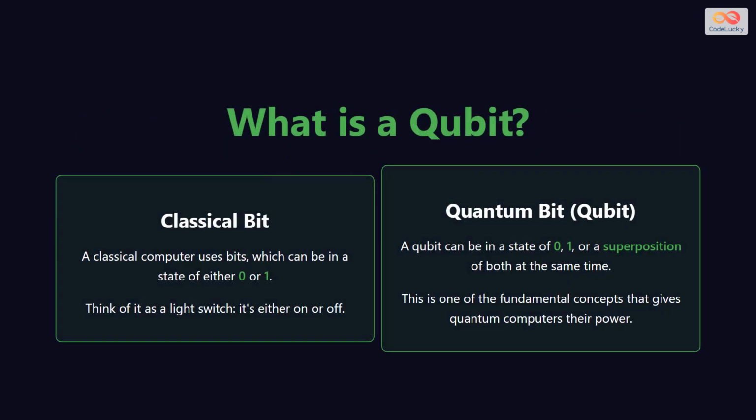In classical computing, information is stored in bits, which are like tiny switches that can be either on or off, representing a 1 or a 0. But in the quantum world, we have something much more powerful, the qubit. A qubit can be a 0, a 1, or, incredibly, both at the same time. This both-at-once state is a key ingredient to the power of quantum computers.